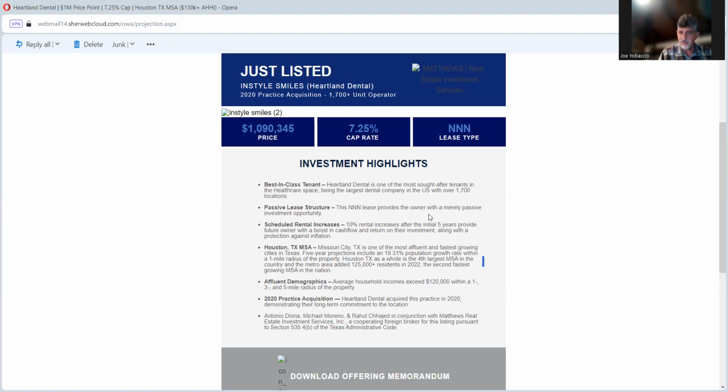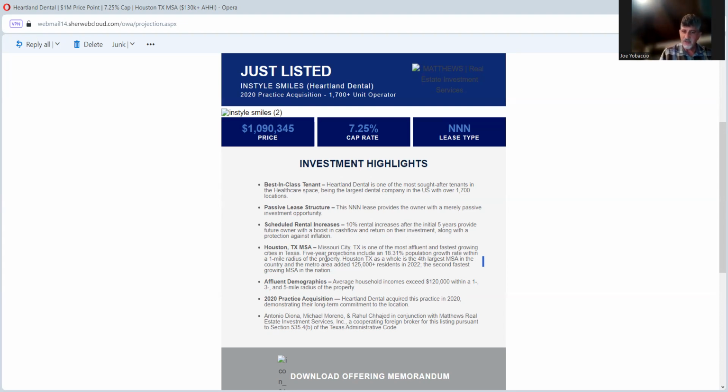Triple net lease, it says passive income, so if that's true, that's really good. Your rental increases are 10% after the first 5 years, so you won't get them every year, but it averages out to 2% a year. So you can decide if that's good or not for you.